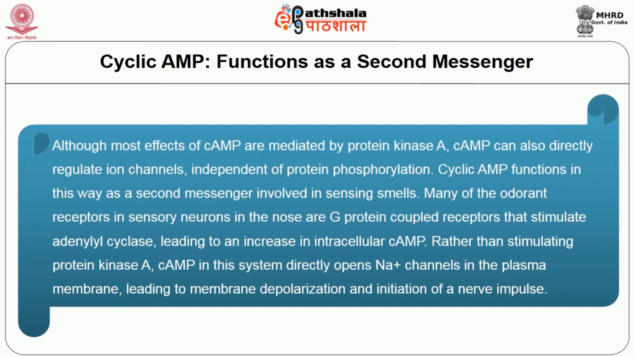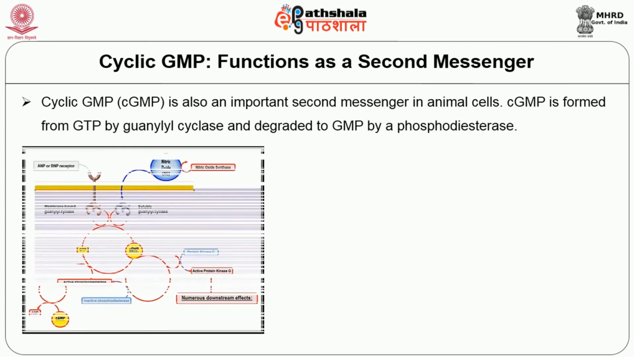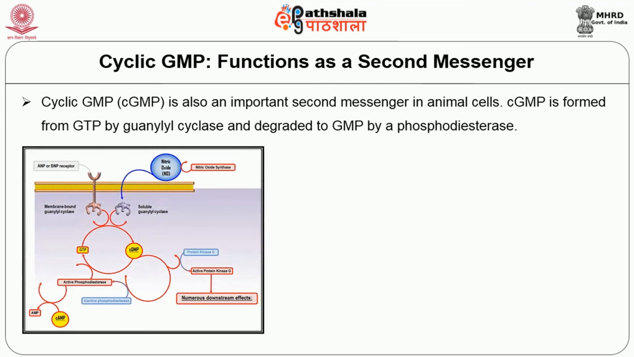Rather than stimulating protein kinase A, cyclic AMP in this system directly opens the sodium ion channels in the plasma membrane, which leads to the membrane depolarization and initiation of nerve impulse. The next second messenger we are going to see is cyclic GMP, which is also an important second messenger in animal cells. Cyclic GMP is formed from GTP by guanylyl cyclase and degraded to GMP by phosphodiesterase.